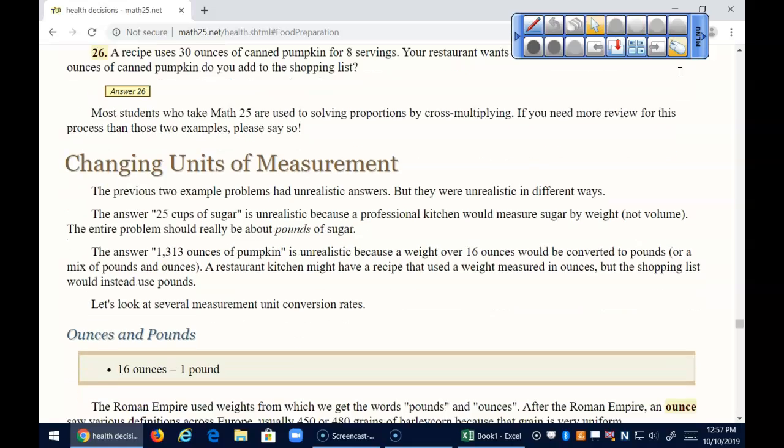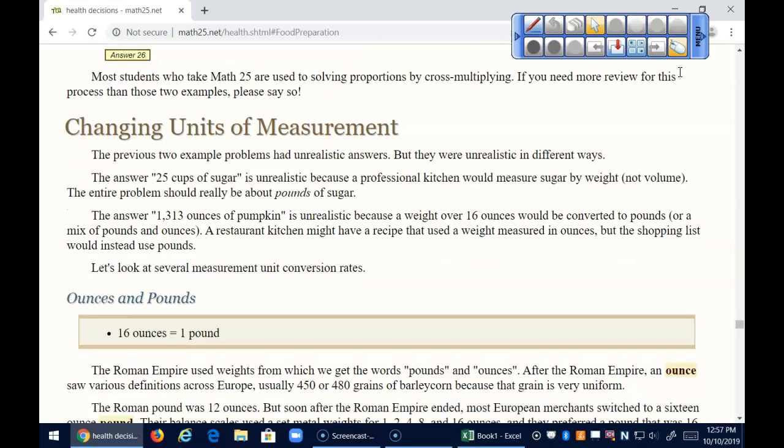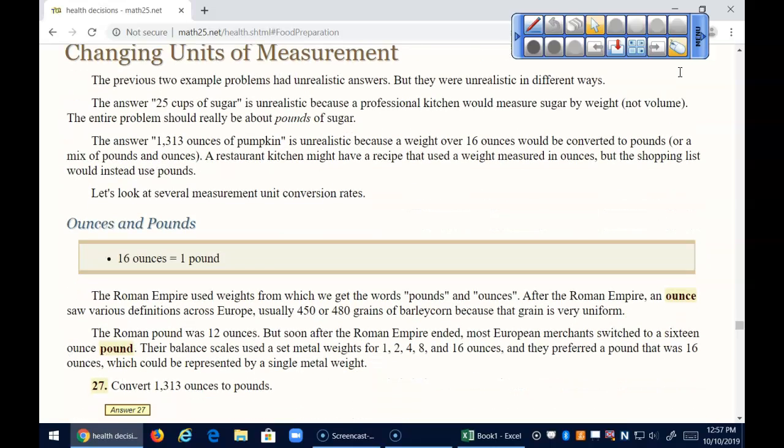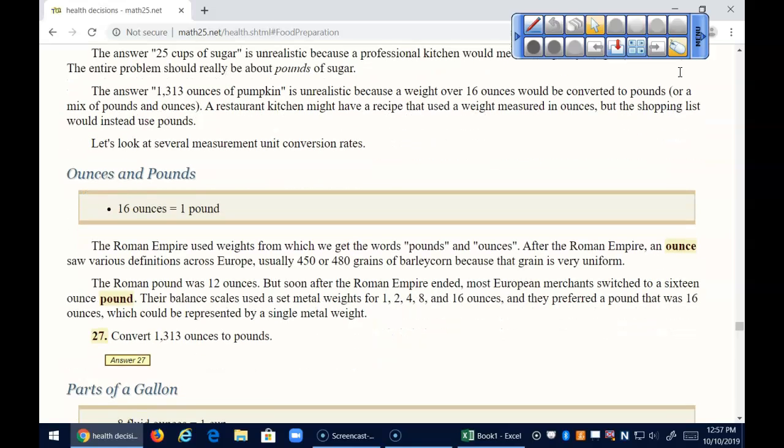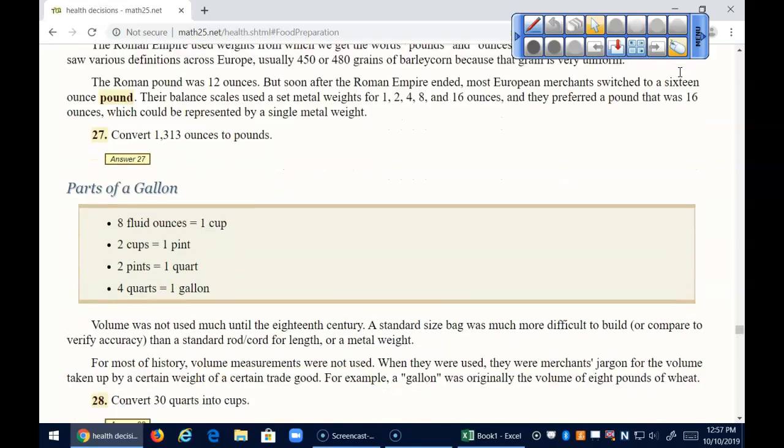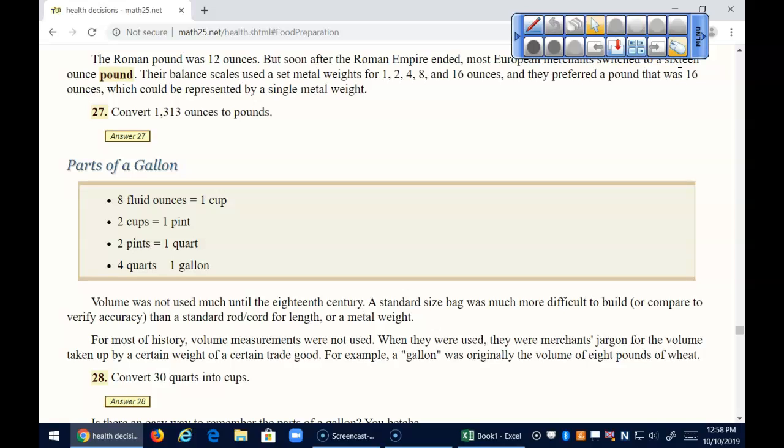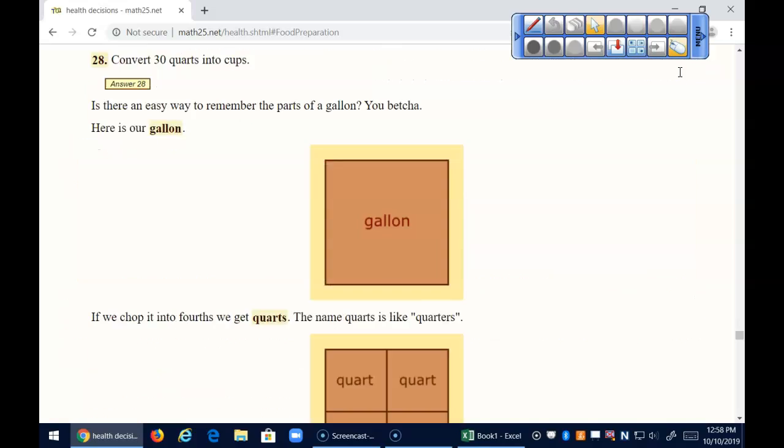Okay, so we could do another one, but let's keep going. We can change our units of measurement. 16 ounces is a pound. You can read more about Roman Empire and history. Parts of a gallon. If you've used parts of a gallon in the kitchen a lot, this is easy. If you haven't, then here's some pictures to help you.